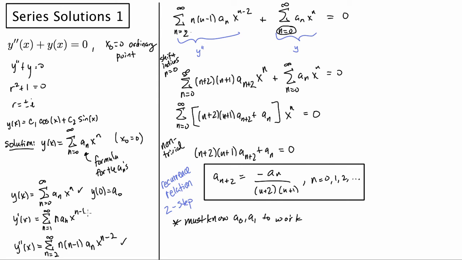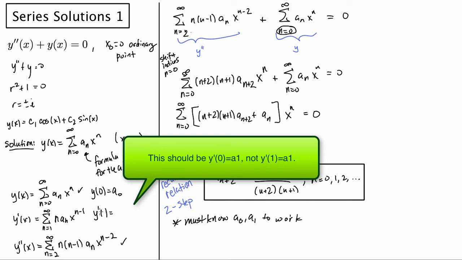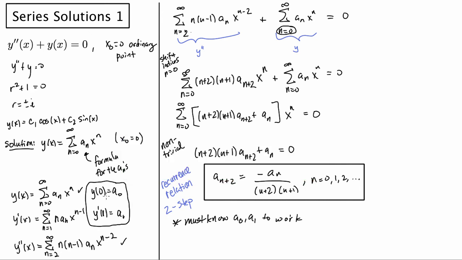Similarly, if I look at y prime at 1, that is going to be equal to a1. So I know those values as long as I have this IVP that I'm solving. That's going to be a big part of this process: we must have an IVP if we ever want to get a complete solution.